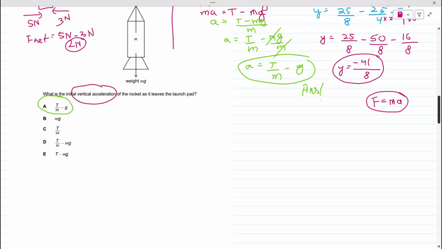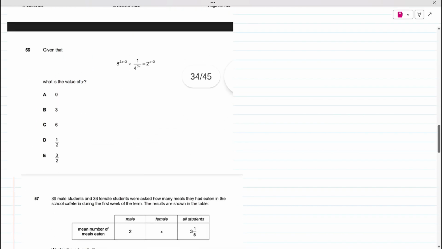Now let's move towards the fourth question, which is again very easy, not difficult at all. Given that an equation is given to us, what is the value of x? We are supposed to find the value of x. So this is again very easy. Let's write this entire equation as it is once: 1 by 4 power 3x equals 2 power x plus 3. We are just supposed to simplify this equation, right?